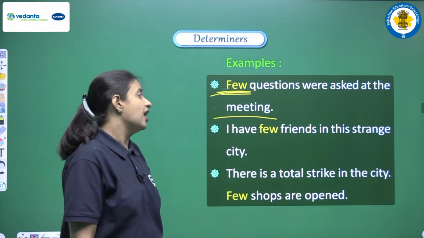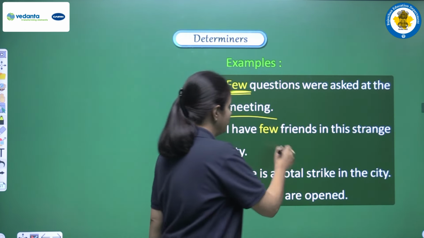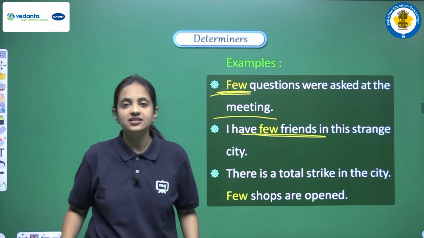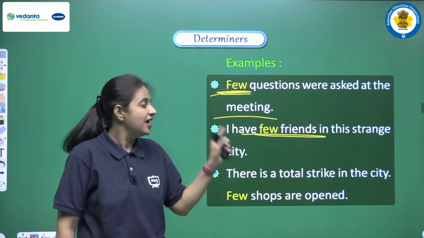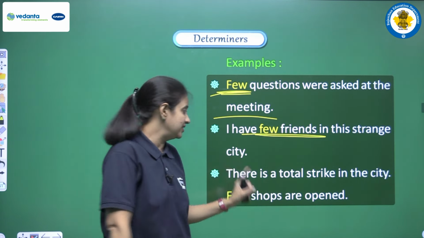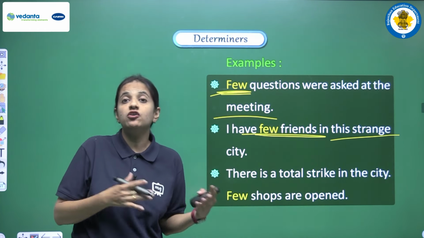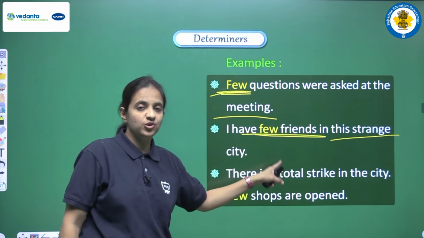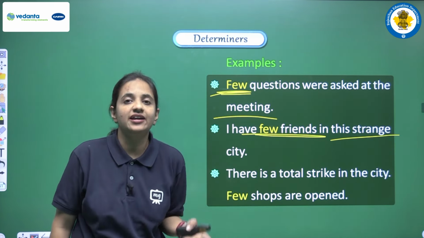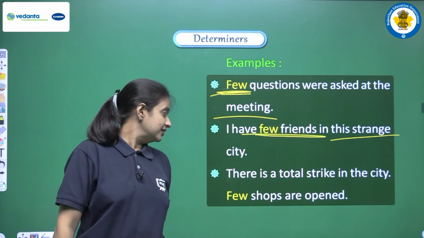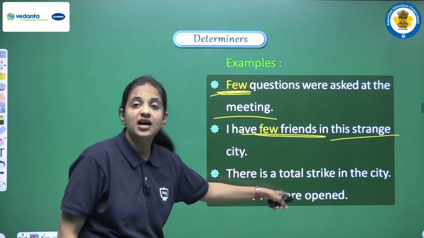Second, we are having: I have few friends in this strange city. Again we are having few. So few friends means he has almost no friend with him, and this is maybe the reason he is calling this city a very strange city, because he has no friend. So if we use few, it has a negative sense, a negative meaning.